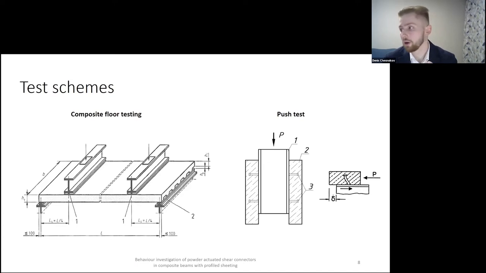What does Eurocode 4 offer us to do? We should take a piece of I section and connect it with a pair of concrete slabs by some shear connectors, marked by number 3. When we apply the push load, it imitates the shear force which connectors face in the real structure, and then we could define the resistance of a single connector. During the testing, we could measure the displacement of the I section, and this number will help us to define the ductility properties of connectors.